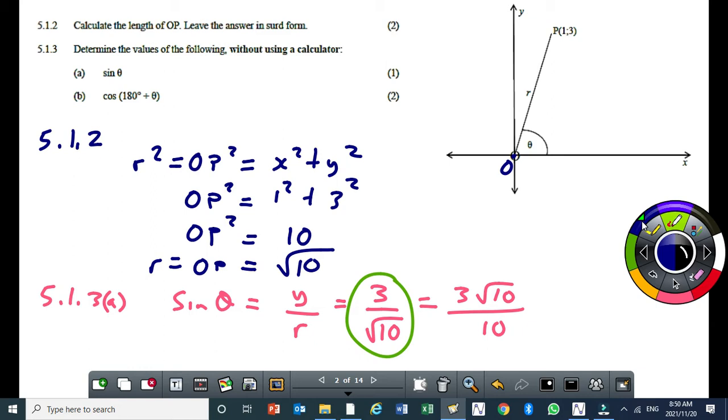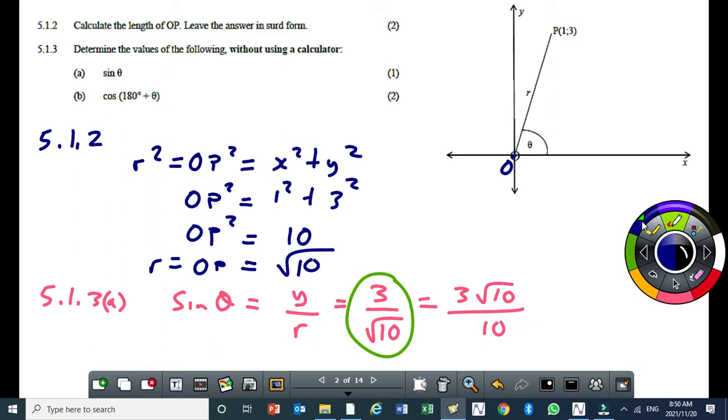Right? Then, sometimes you might need to apply your knowledge of reduction formulae from grade 11. So far, everything I've done is grade 10 work. Everything I've done up to 5.1.3b. Now, 5.1.3b, because we have got 180 plus theta, that means we have to apply our knowledge of reductions. So you have to know your reduction formula.